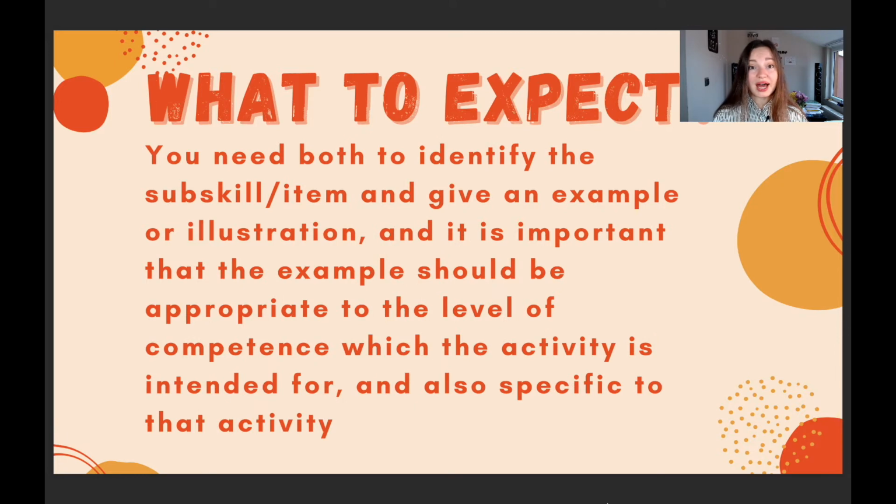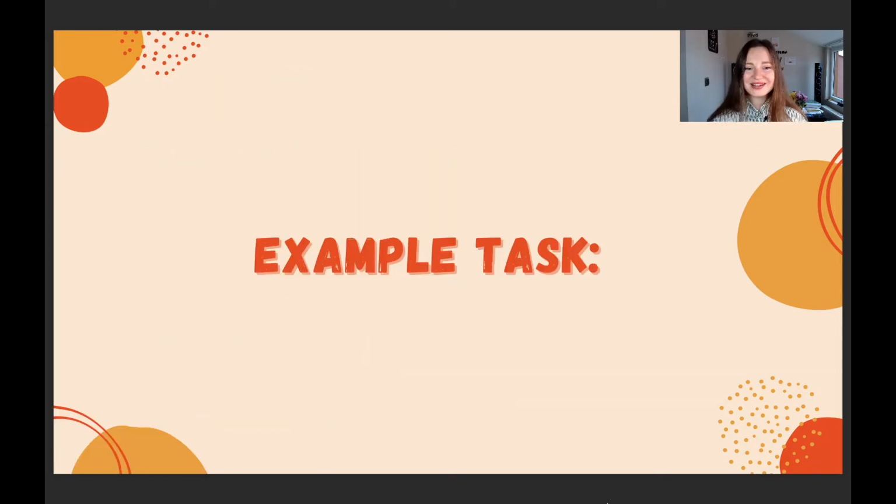You need to both identify the sub-skill and give an example or illustration. Don't forget about the example, it's really important. And it is important that the example should be appropriate to the level of competence which the activity is intended for and also specific to that activity. So let's have a look at the example.